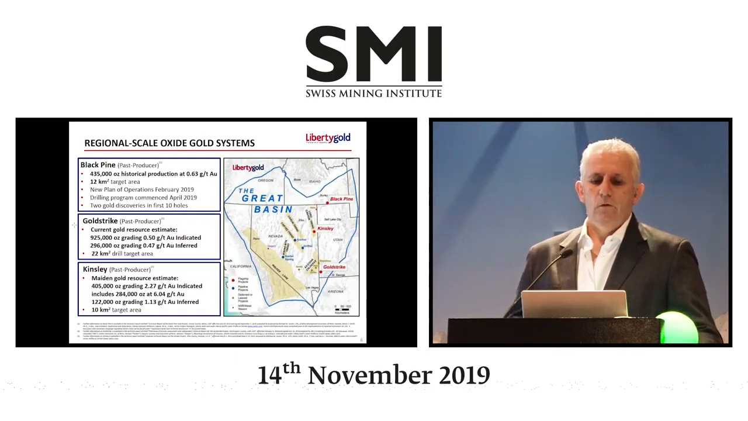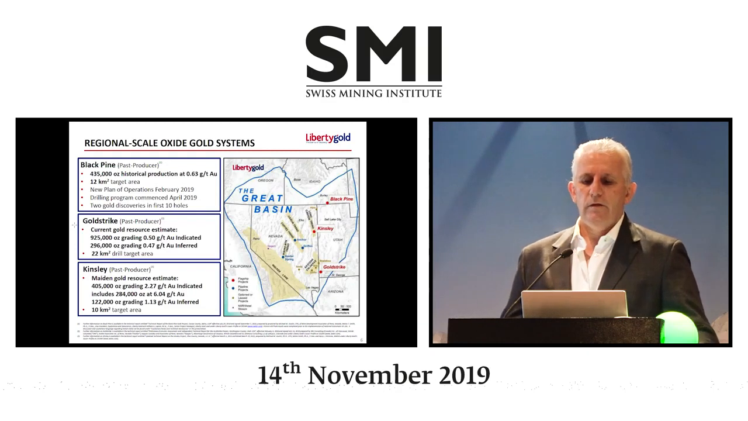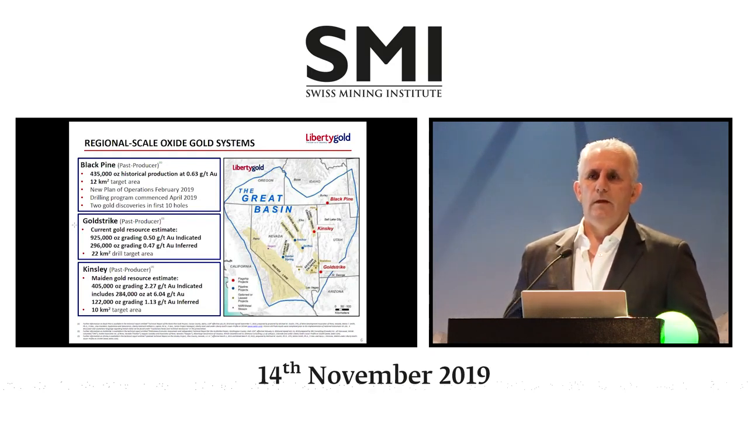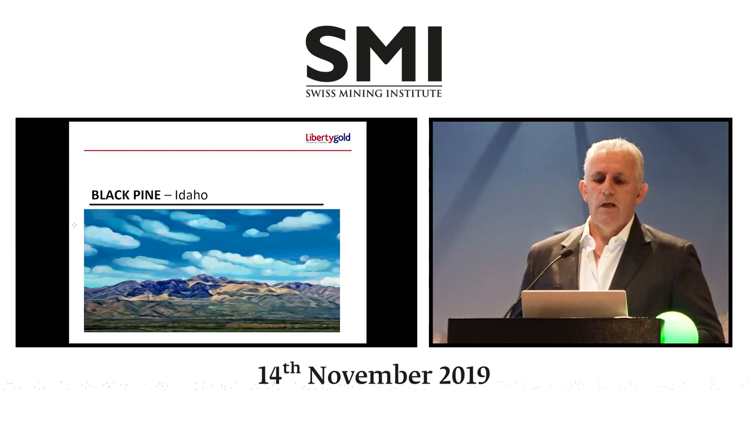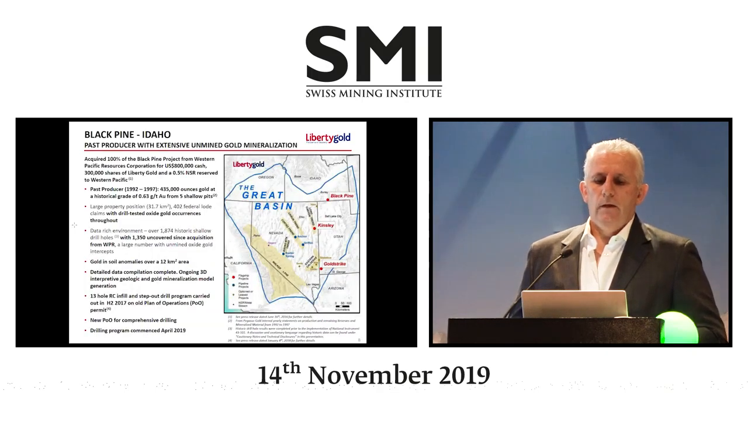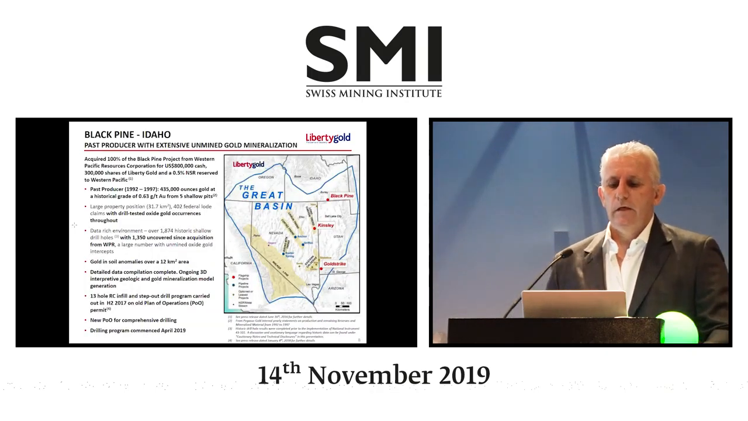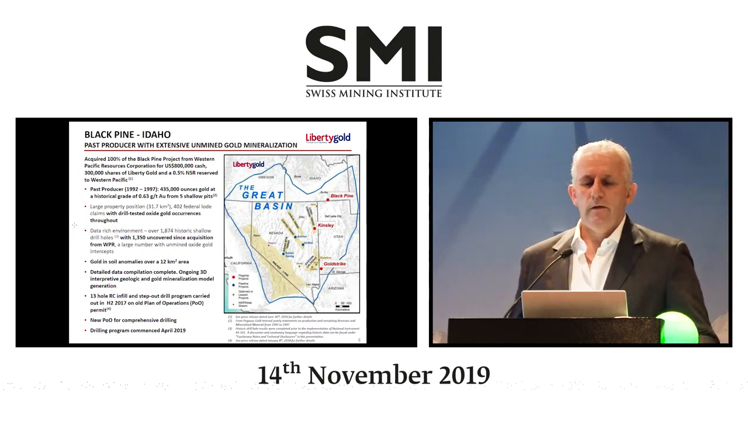Here are the 3 projects. I'm only going to focus on the Black Pine project. They're all selected for a minimum 2 million ounce target by our scientists. They're all past producing run-of-mine oxide heap leach mines. We've got the metallurgy, and we've compiled them over 2 years, and then we start to drill them. This is Black Pine in Idaho. We bought this project in 2016 at the request of Moira Smith for $800,000 US and 300,000 shares of stock and a 0.5% NSR. We purchased 100%.